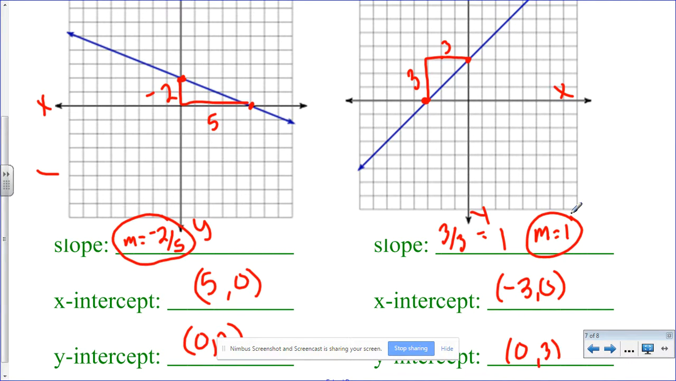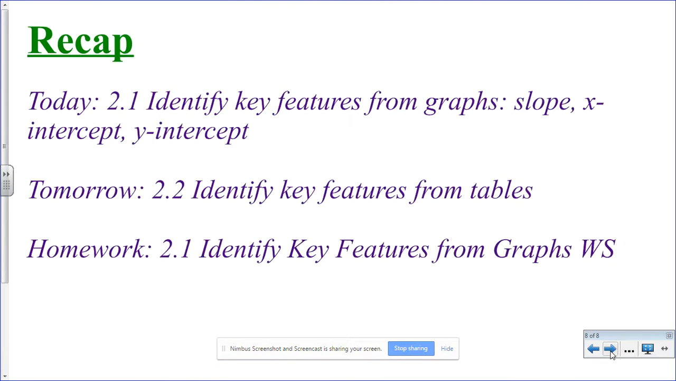When you're doing this, make sure you pay attention. If the line is rising or getting higher as you go from left to right, your slope should be positive. And if it's falling or getting lower, your slope is negative. If you need to go back and look at these again, go ahead and replay the video. If you're understanding, you're going to go ahead and start your homework.